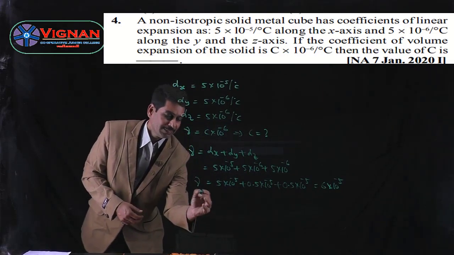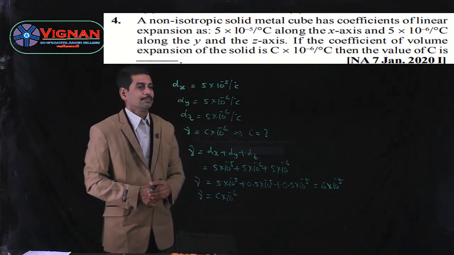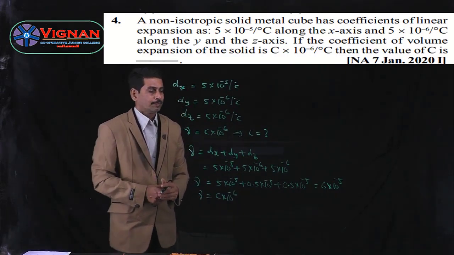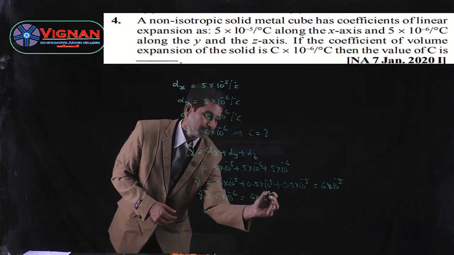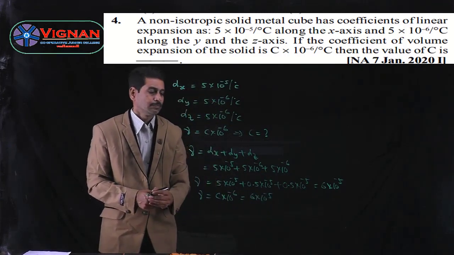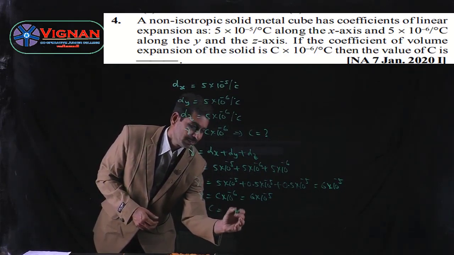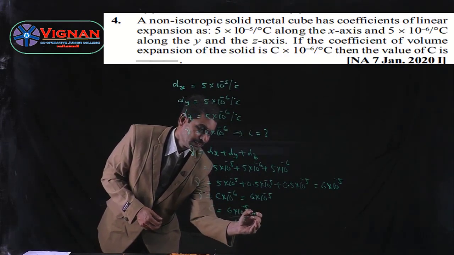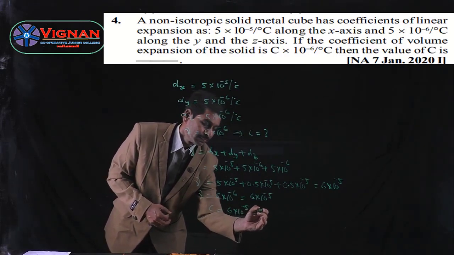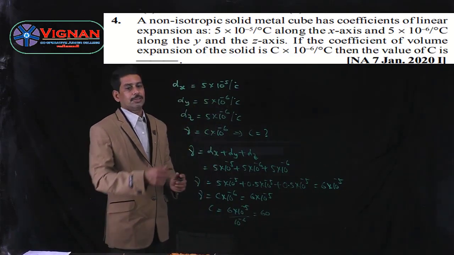But gamma is given as c into 10 power minus 6, which is equal to 6 into 10 power minus 5. So c is equal to 6 into 10 power minus 5 by 10 power minus 6. So this is equal to 60. So you get the c value as 60.